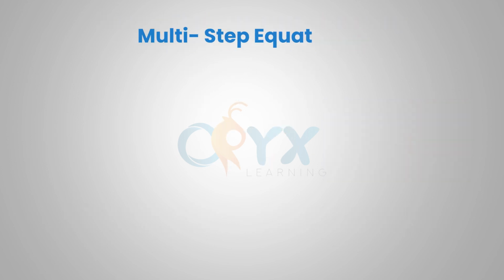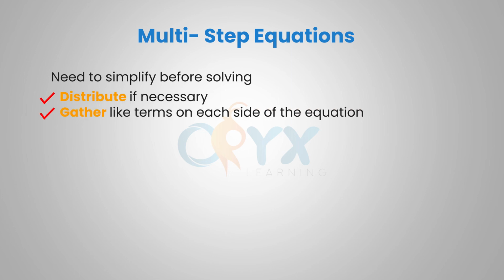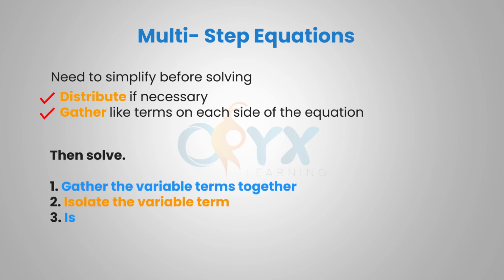So when dealing with multi-step equations, remember you need to simplify before solving. In order to simplify, you can distribute if necessary and gather like terms on each side of the equation. When solving, you first want to gather the variable terms together. Next, isolate the variable terms. And last, isolate the variable.